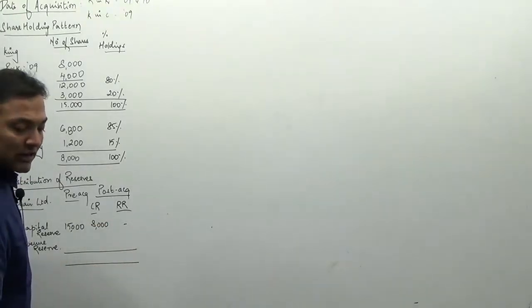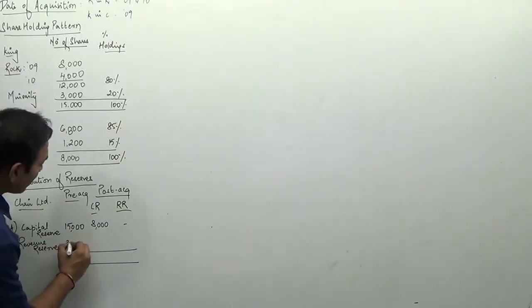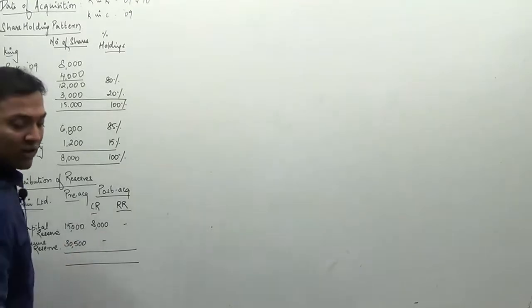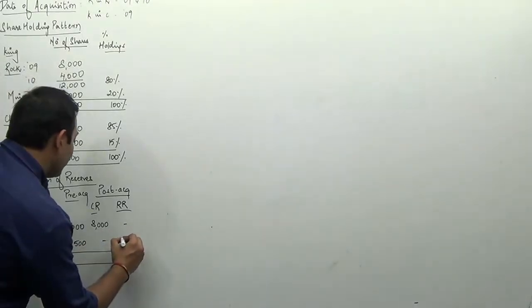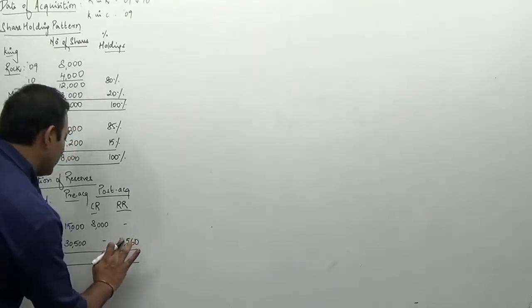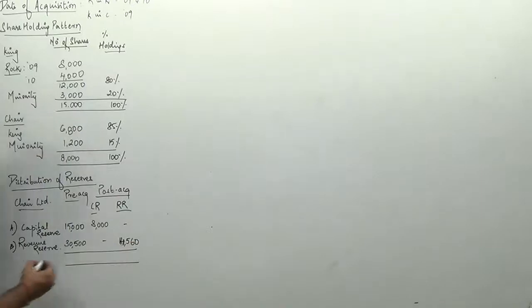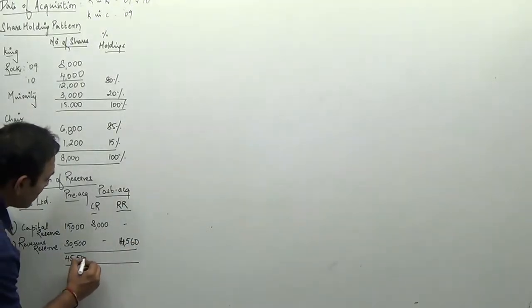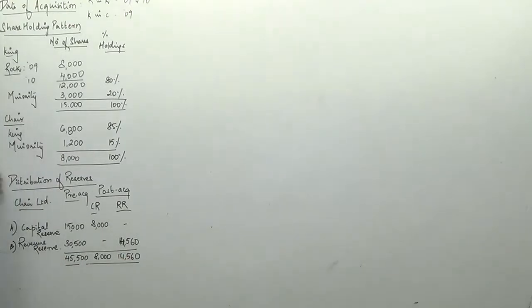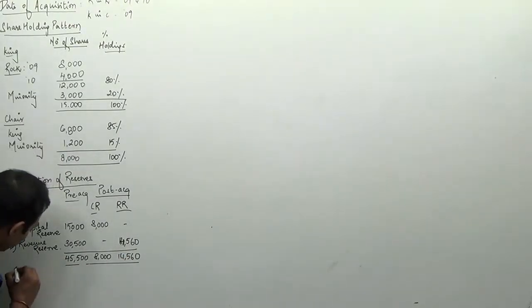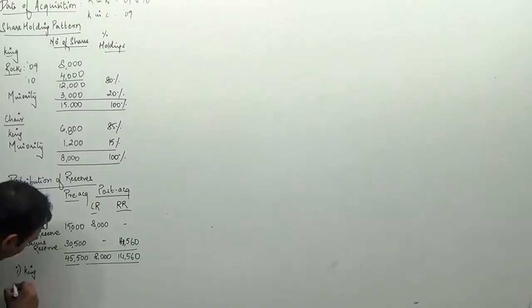What about revenue reserve? On the date of acquisition, revenue reserve was 30,500. What is the balance sheet figure? 45,060. So that means this is 14,560 post. So this is 45,500, 8,000, 14,560. Distribute. Chair Limited, King and minority: King 85, minority 15.